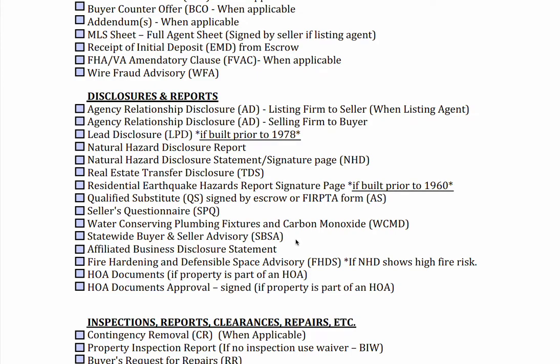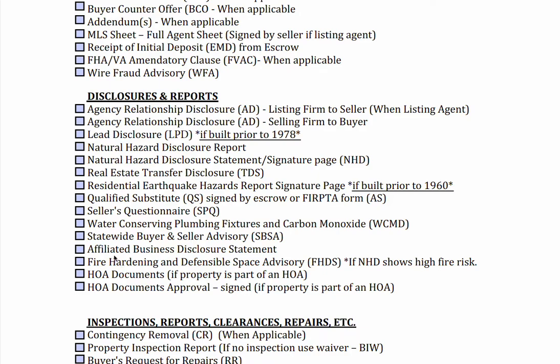I think it's 10 pages long, or at least it used to be. Everything gets longer and adds up. Soon this will be a book of pages of forms in the future. But this particular form, SBSA, it informs both parties what they should be aware of and look out for.